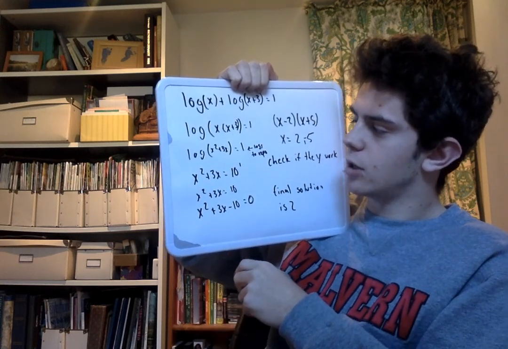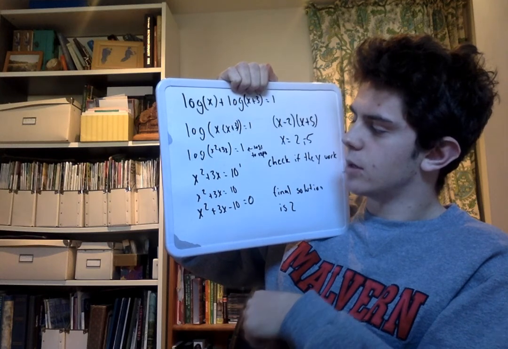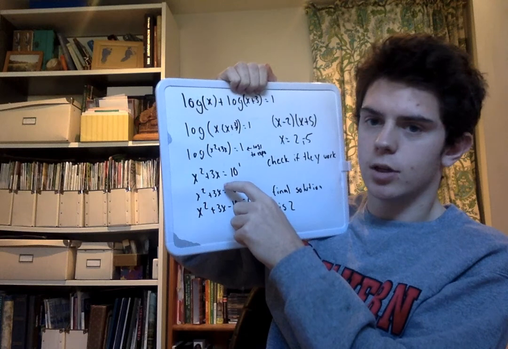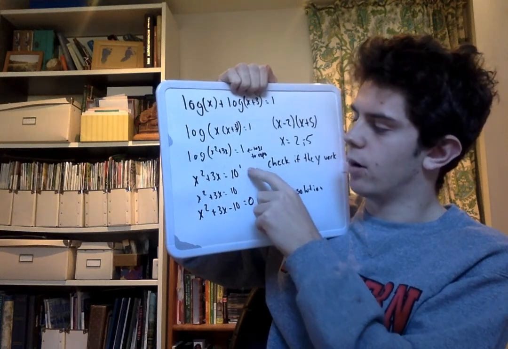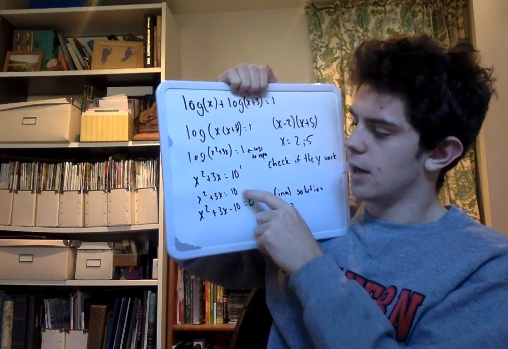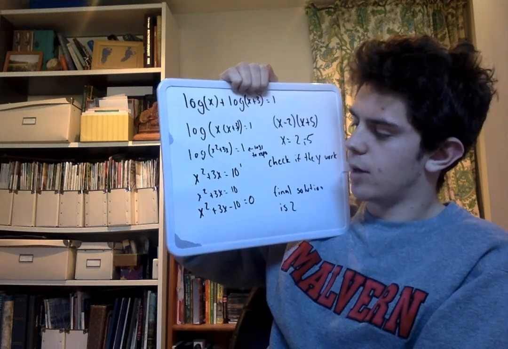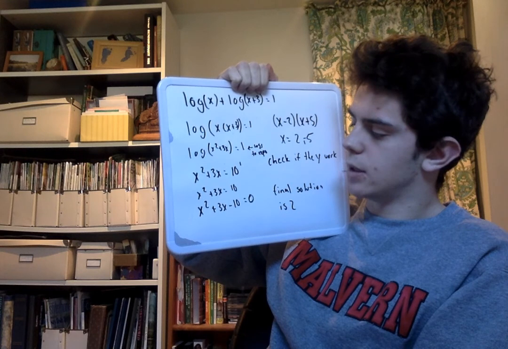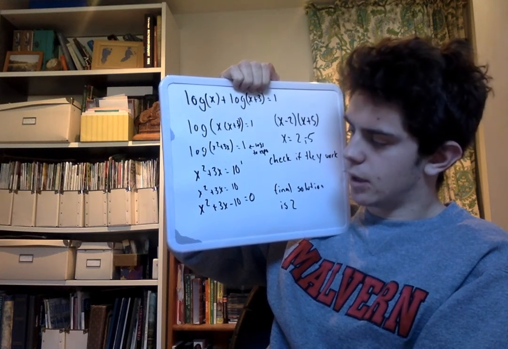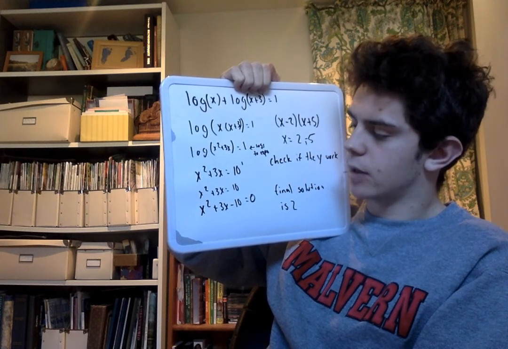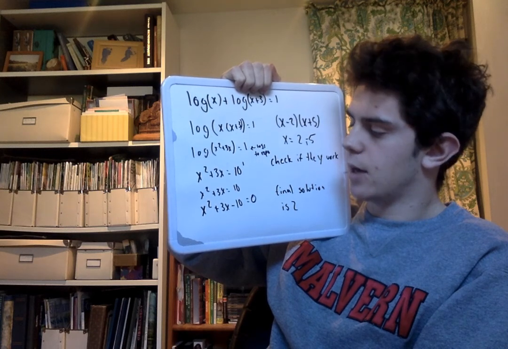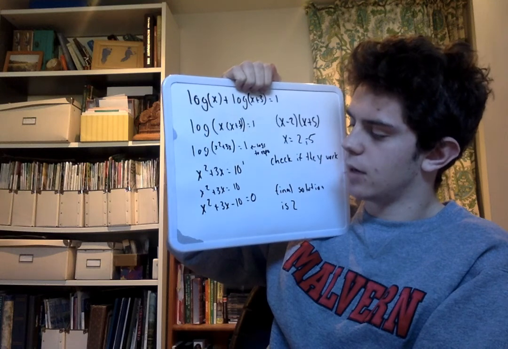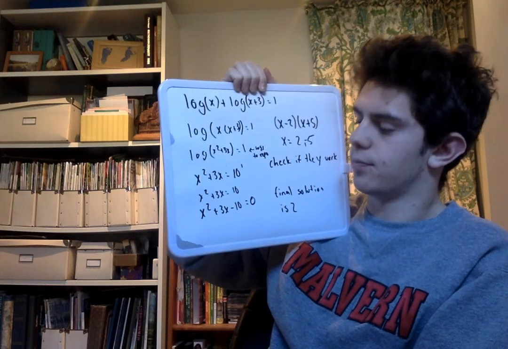So if we change it from a logarithmic equation to an exponential equation, we'll get x to the power of 2 plus 3x equals 10 to the power of 1. 10 to the power of 1 is equal to 10, so it's x to the power of 2 plus 3x is equal to 10. So what we're going to do is bring the 10 over, turning it into a quadratic equation, x to the power of 2 plus 3x minus 10, because when we brought the 10 over, the sign switched from positive to negative, and the equation is equal to 0.